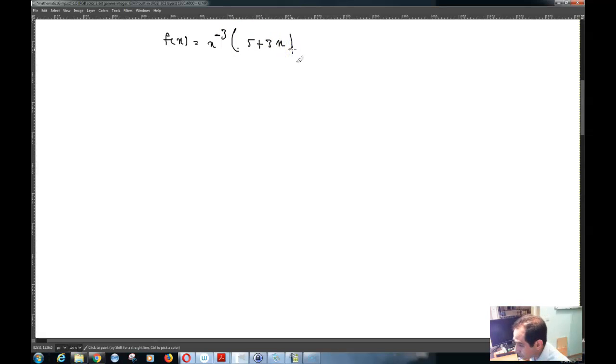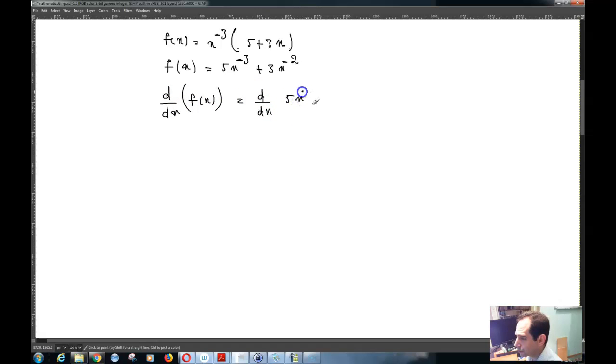So you can do this in different ways. For example, what you can do is you can write it as f of x is equal to 5 times x raised to the power negative 3 plus 3 times x raised to the power negative 2, and then, for example, d by dx of f of x will become basically d by dx of 5x raised to the power negative 3 plus d by dx of 3x raised to the power negative 2.